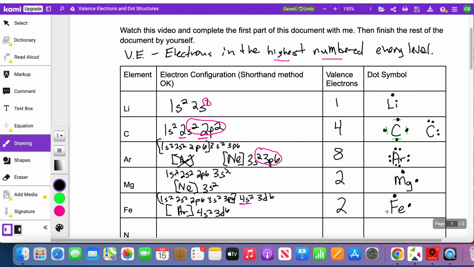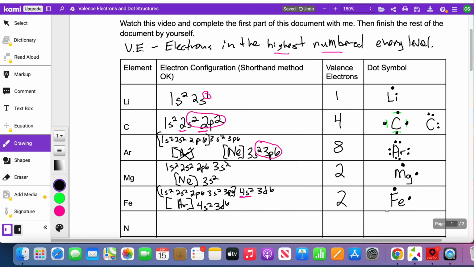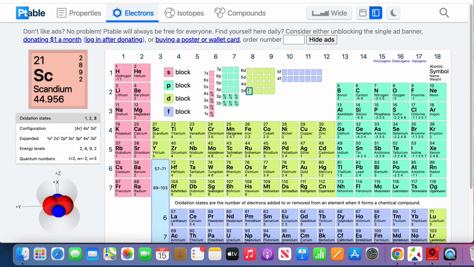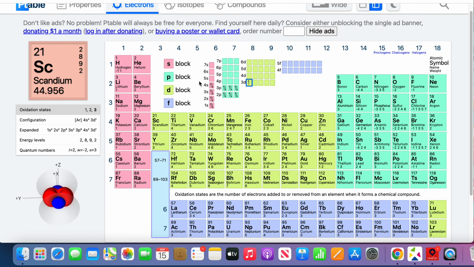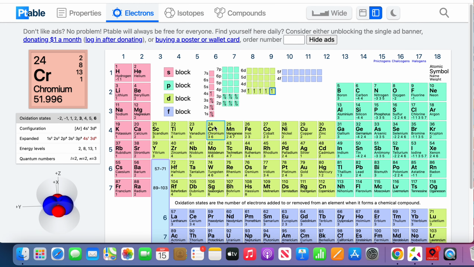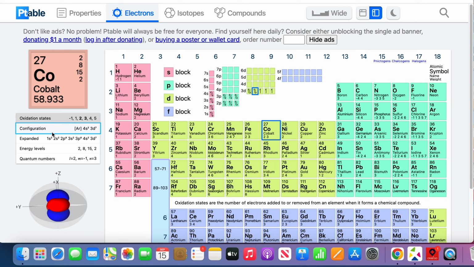All right, now I think you can finish the rest of this document on your own, but I want to show you a little trick that you can look at here. If you want to go to a periodic table, just go to periodictable.com. If you click on electrons on the periodic table, you can click on any element, and it shows you the orbital notation, the electron configuration.